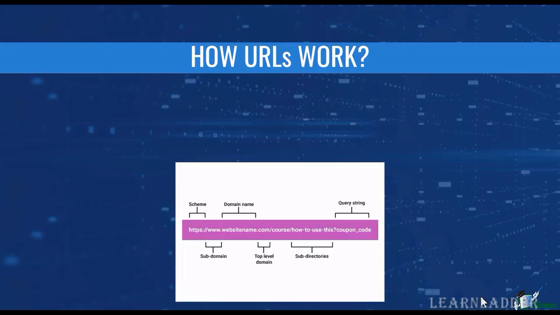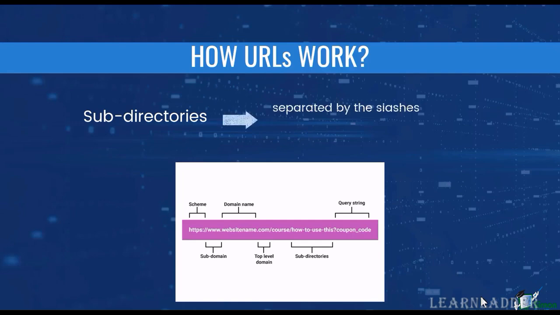After the domains, we have subdirectories separated by forward slashes. We have websitename.com, there's a course directory, and then there's a page, how to use this, within that directory. This maps out the file structure on the web server.